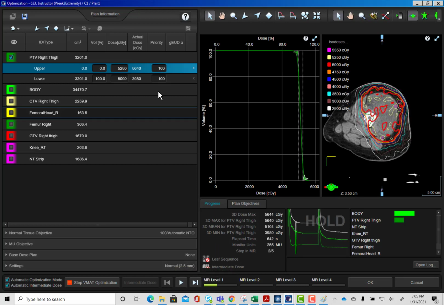So what I do is I start with my targets and I'll pause it somewhere in step 1 of level 1. I'll make sure I have really good coverage like we do now, and then I'll play it until it gets to step 3 in level 1.